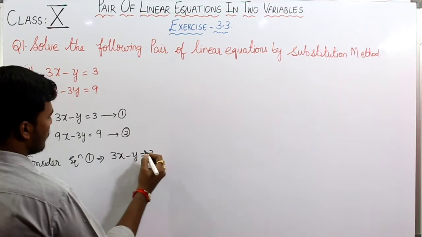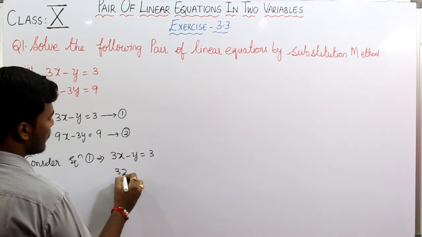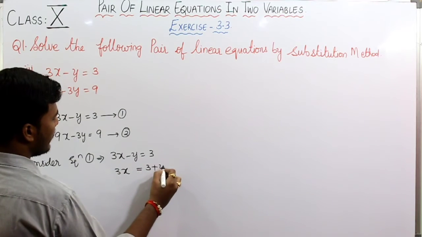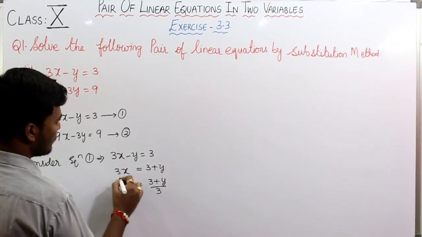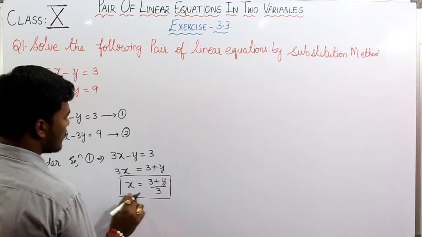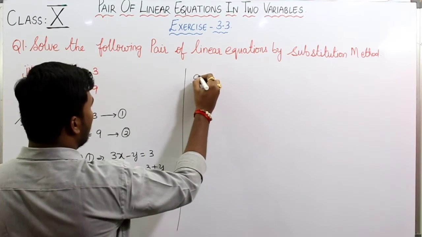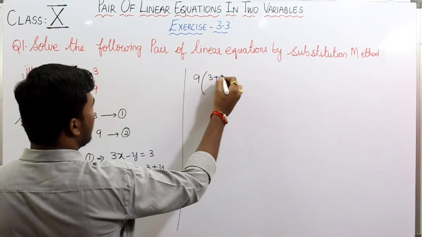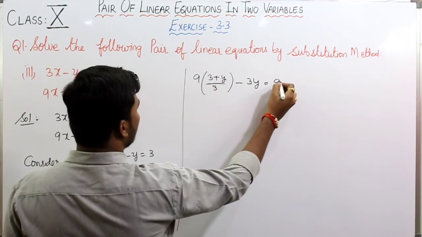3x minus y is equal to 3. From this, shift this y term to that side, and it will become 3x is equal to 3 plus y. From that, x will be equal to (3 plus y) by 3. Okay, so this x value should be substituted in which equation? Second equation. Then it will become 9 into (3 plus y) by 3 minus 3y is equal to 9.